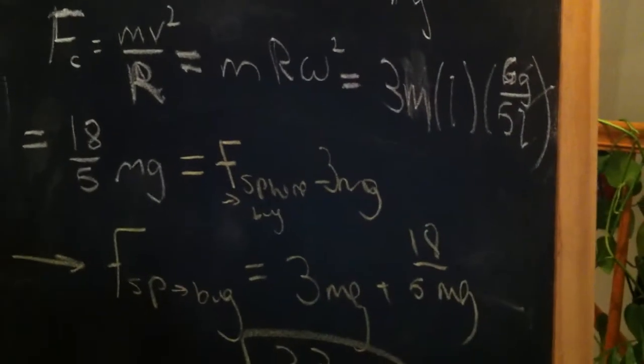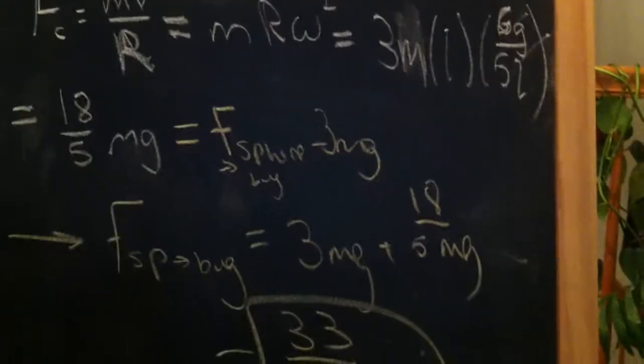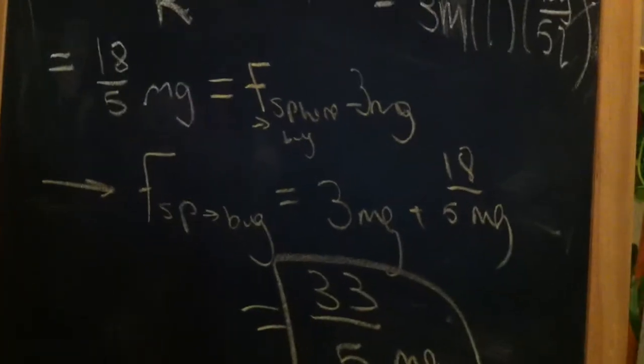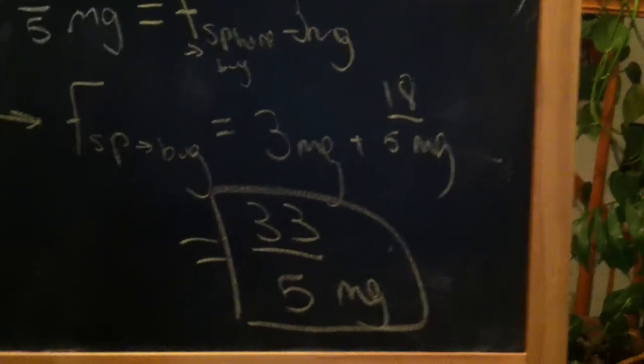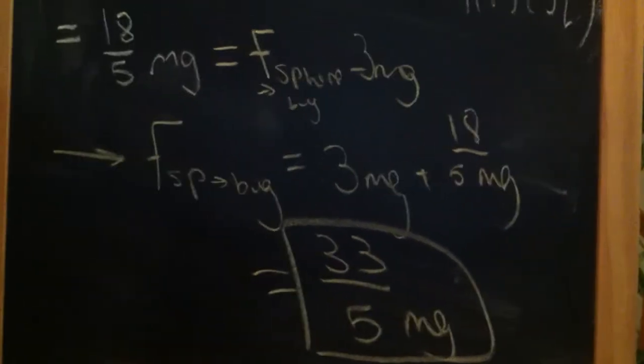And again, this is a summation, so 18mg over 5 is equal to the force of the sphere on the bug minus the weight of the bug. So the force of the sphere on the bug equals 3mg plus 18 over 5 mg, which comes out to 33 over 5 mg, or 6.6mg. That's the contact force between the sphere and the bug.